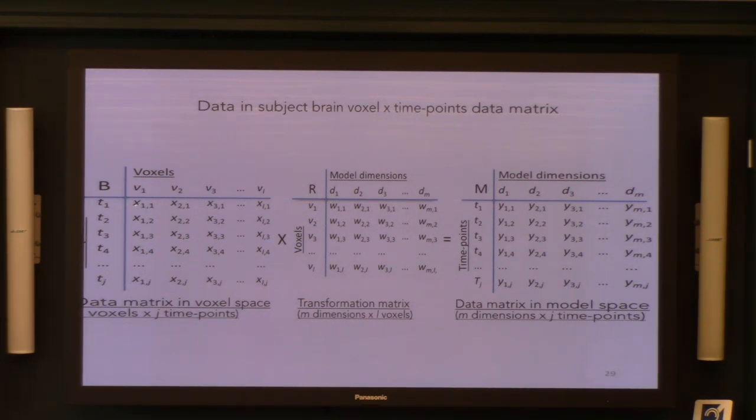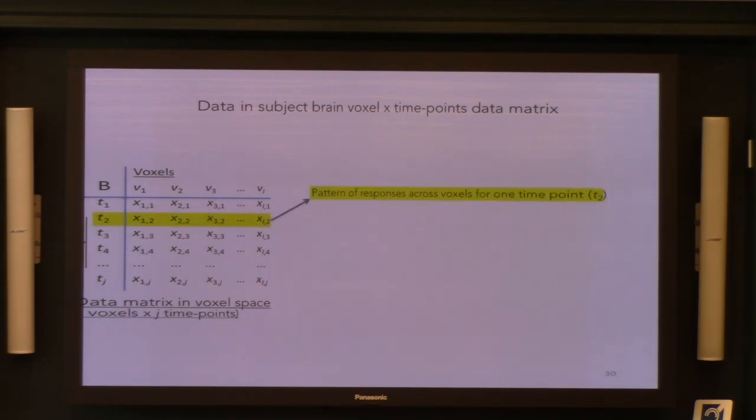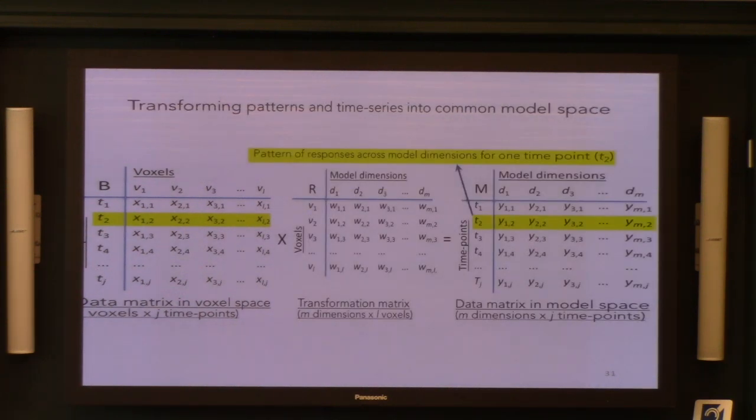We take this pattern of activity across voxels, and now we have the pattern of activity for the same time point across dimensions. We just move that vector to a location in a space with these model dimensions rather than voxels. So this is a pattern of response for time point 2, and this is the pattern of response for time point 2 in the model space. These patterns should be more classifiable than these patterns, as I showed you.